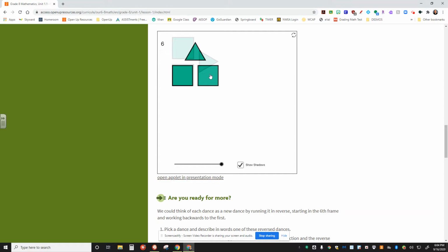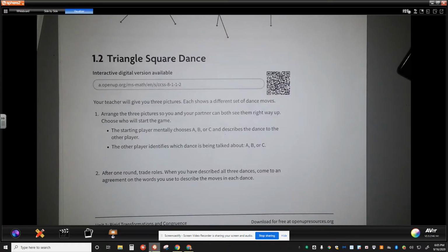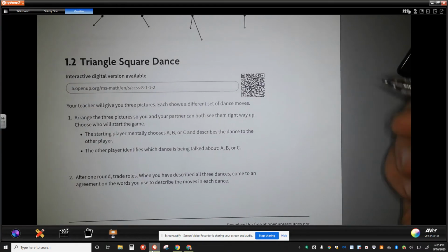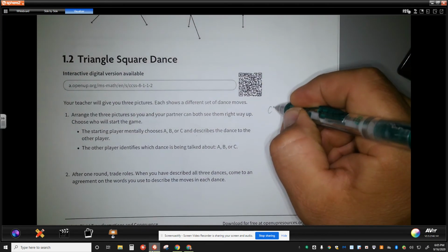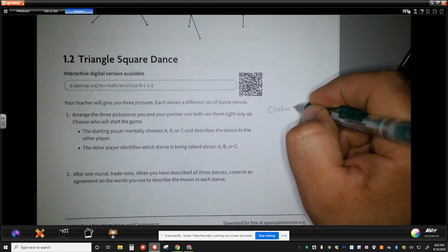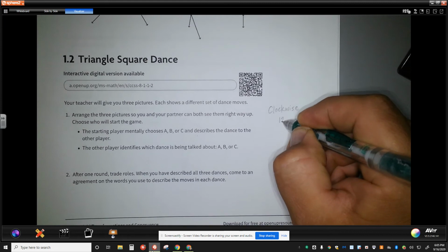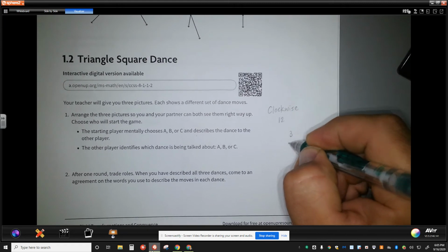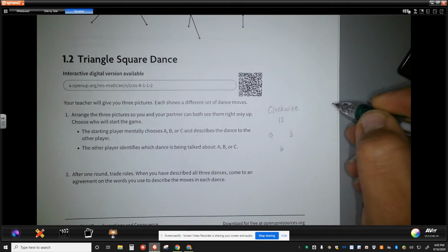Now that we have worked on a little bit of those pieces, what we can do is go back and talk about some of these other pieces that are here. You can trade your roles. Some of the things that I wanted to talk about to make sure that we understand is when we're talking about clockwise, we think about a clock, 12 o'clock, and I'm just going to use 3 o'clock, 6 o'clock, and 9 o'clock.